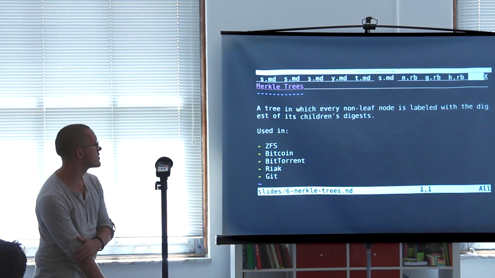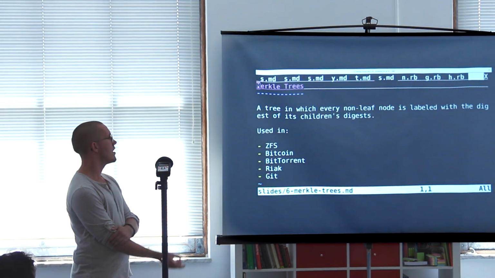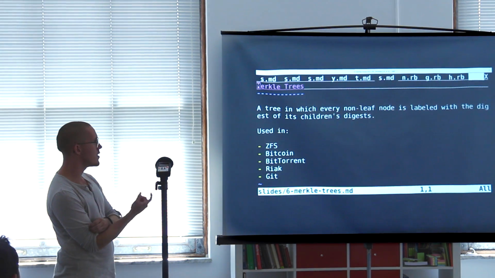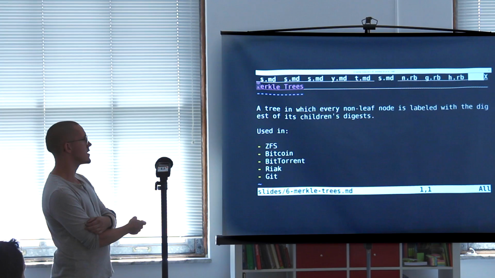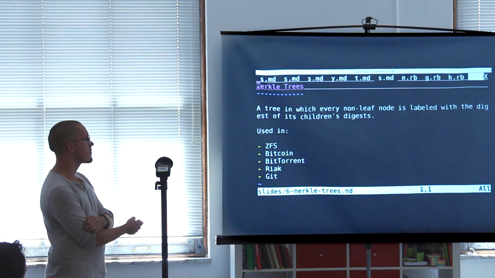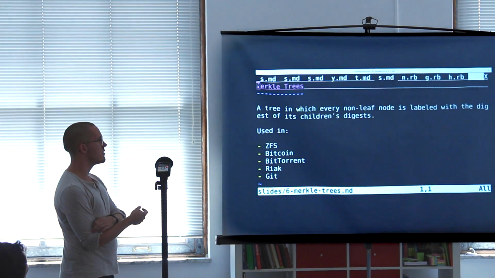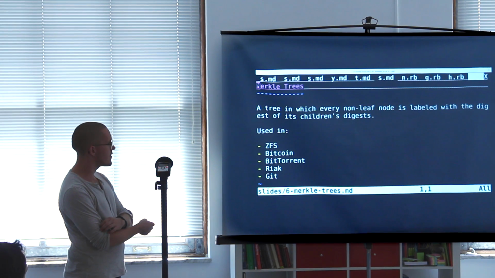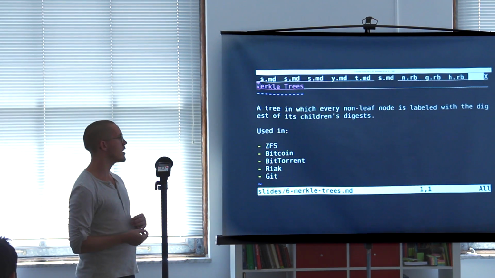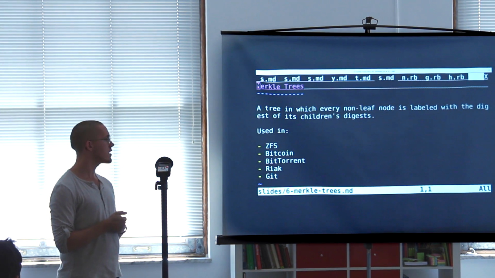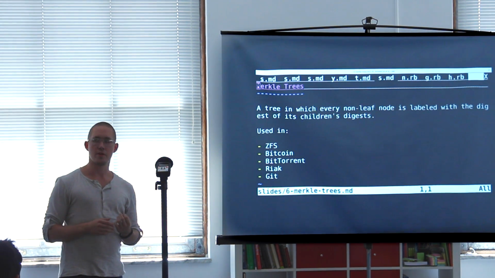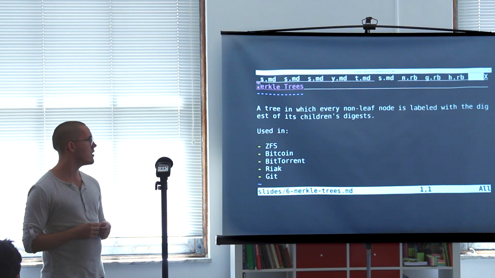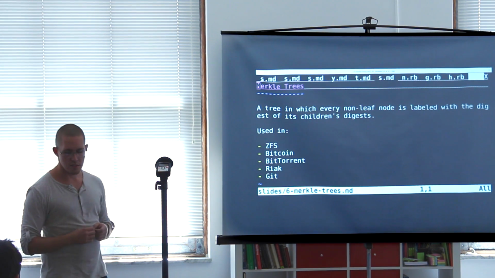So Merkle trees are defined as a tree in which every non-leaf node is labeled with the digest of its children's digests. And it's used in file systems like CFS, and it's used in Bitcoin and BitTorrent and React and Git. So everything that is sort of distributed in a peer-to-peer network uses Merkle trees.